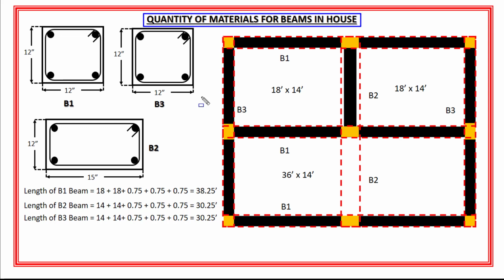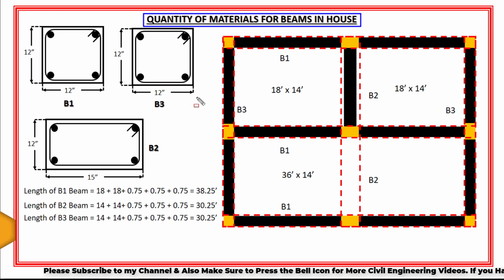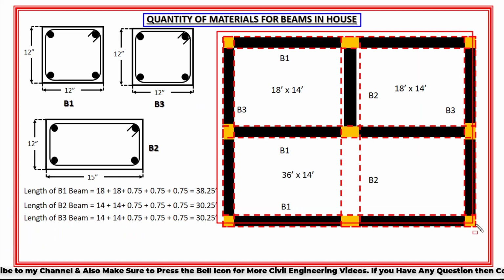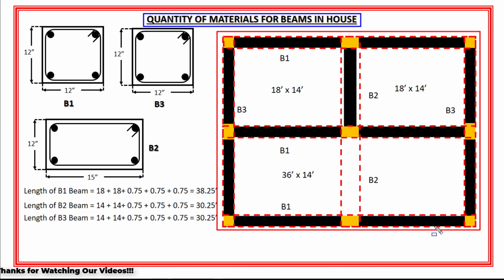Now before I start to calculate the quantity of materials for a beam in a house, first I have to identify the beams and the total number of beams in a particular house. So if you look closely at the plan of this house, you can see that I have three types of beams. The first type of beam is in square shape, and it is provided along these three walls. Let's call this beam B1.